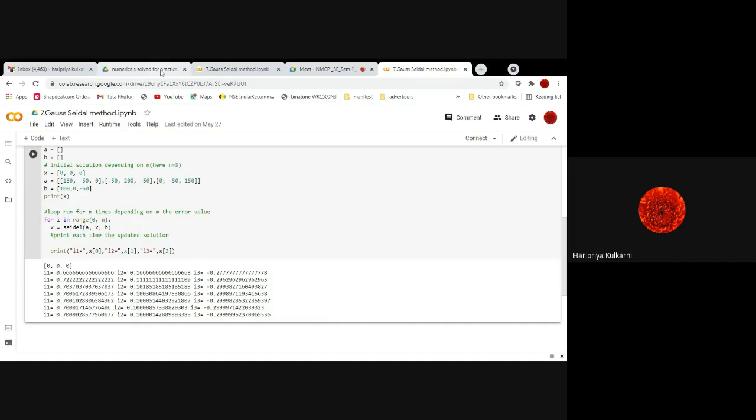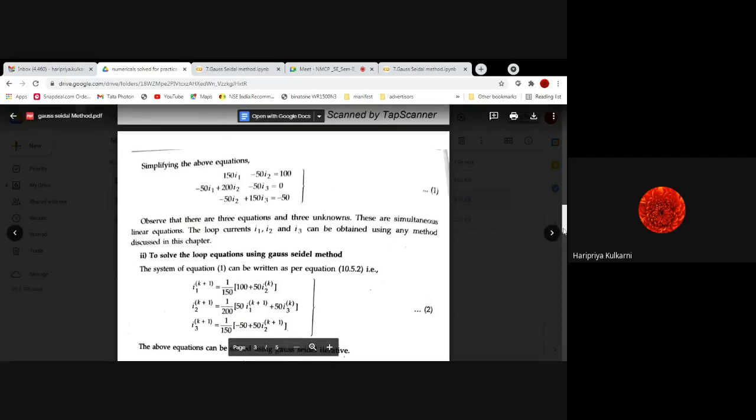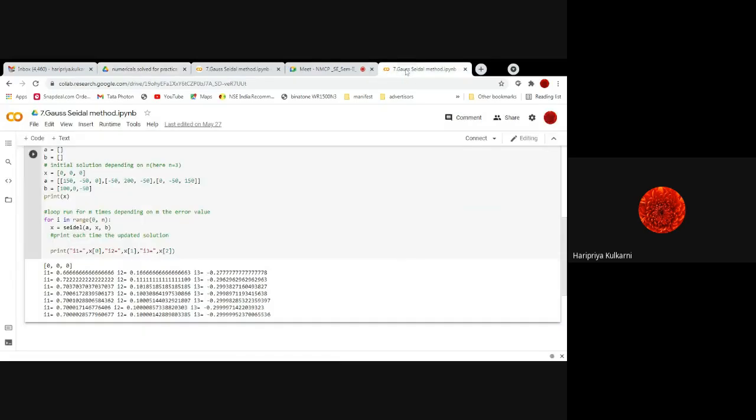When we solved the numerical manually, see our results at the end of the 7th iteration: it was 0.7, 0.1 and minus 0.3. So we are getting the same answers manually and with the Python coding also. And hence we have verified the method with the help of Python coding.